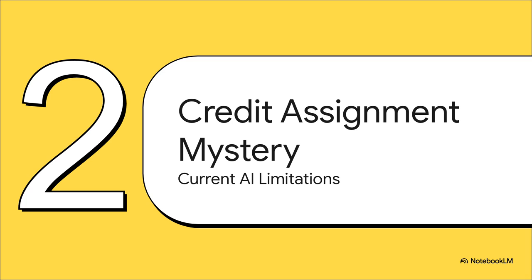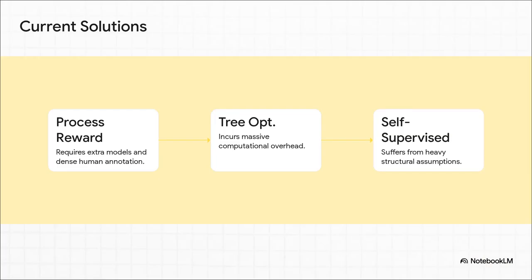Section 2. The Credit Assignment Mystery. So, how do we actually solve this? Well, let's look at how the industry is trying to crack this mystery right now, and why those methods are falling short. Honestly, up until now, the solutions have been incredibly bulky. The first approach uses what are called process reward models. Think of them like expensive private investigators hired to sit there, watch, and grade every single intermediate step. But doing that requires building entirely new models and relies heavily on super expensive human annotation.